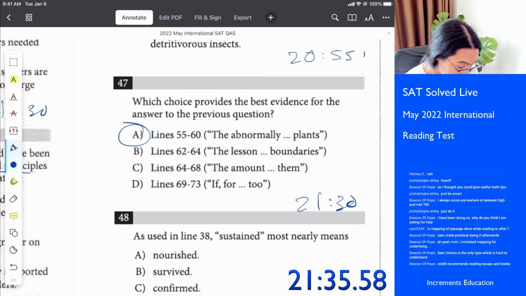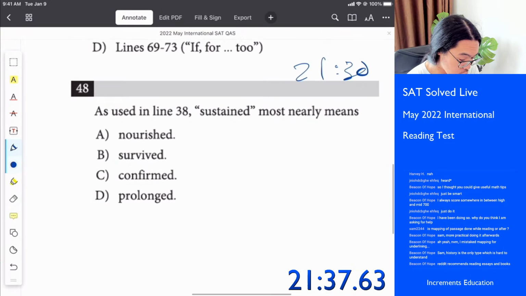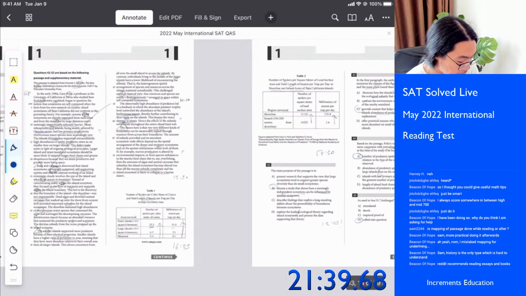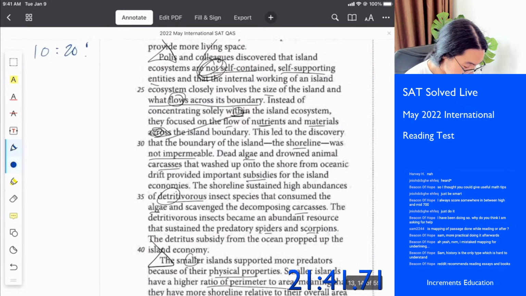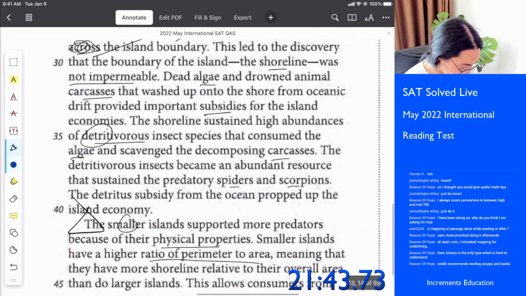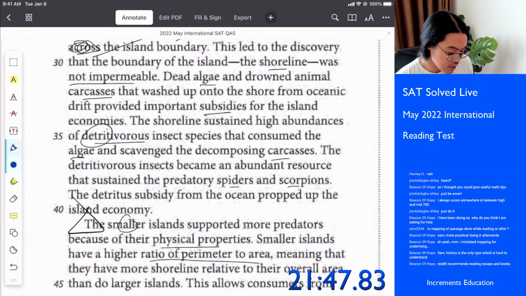2130. By the way, guys, you might have noticed I do these paired questions literally the opposite order of most of you guys. Most of you guys are looking at the second question first. And then you're not even looking at the question, you're just looking at A, B, C, D. It's like the worst, the complete opposite. Line 38, sustain the predatory spiders and scorpions.